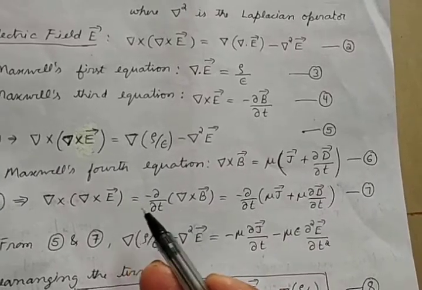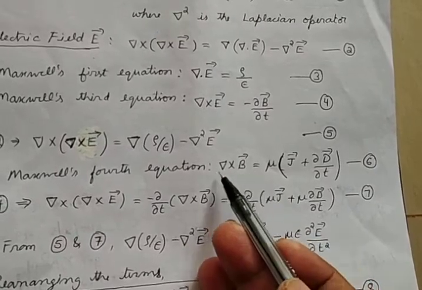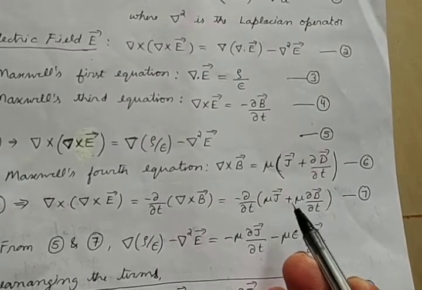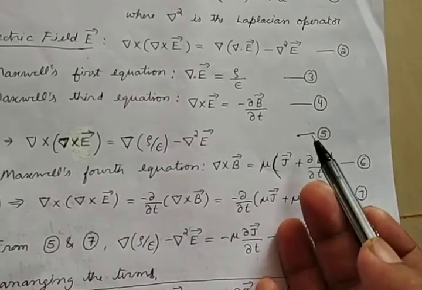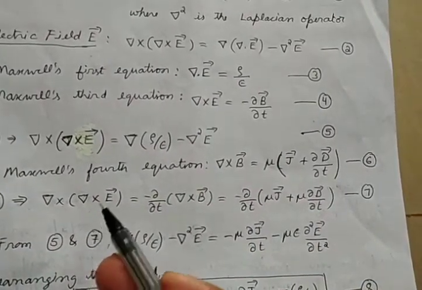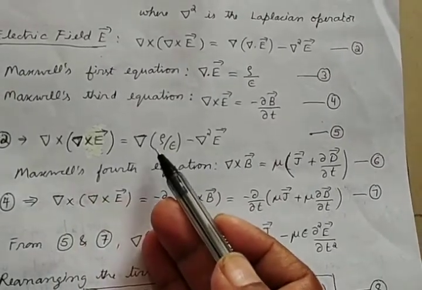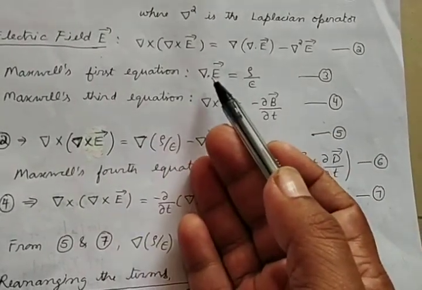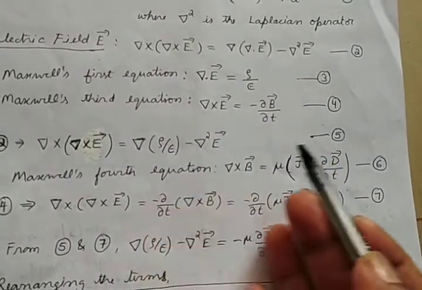So we get this. Now the curl of the magnetic field vector B bar can be written using the fourth equation as mu times J bar plus mu times dou D bar by dou T. So I got equation 5 here, and equation 7 here. That means using the mathematical relation, we have got the curl of the curl of the electric field like this, and we substituted using Maxwell's first equation, the divergence of E bar as rho by epsilon, that we have got here. That is equation 5.